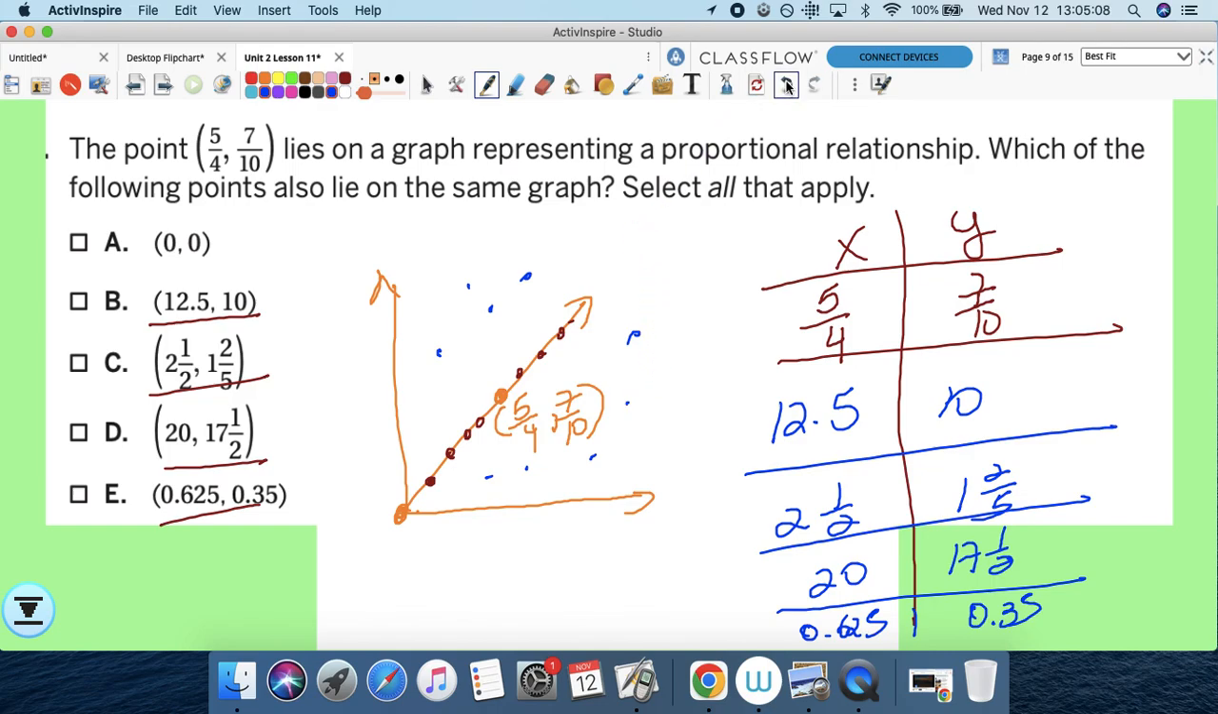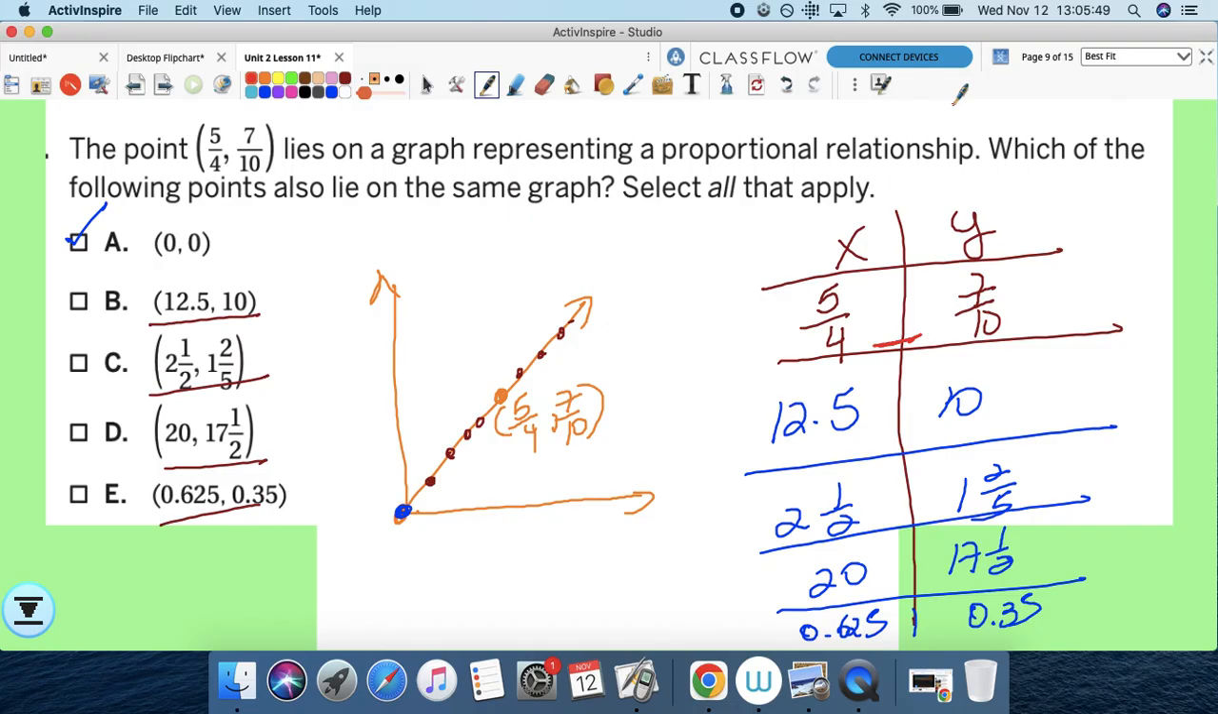If they're on the line, that means that they share the same constant of proportionality. Well, 0, 0 is obvious. That's a yes. Why? Because this is a proportional relationship, so it must go through 0, 0. Is 12.5 and 10 on this line? Do they have the same constant of proportionality? Well, you're going to need to take the calculator and figure out the constant of proportionality. So that's exactly what I'm going to do.